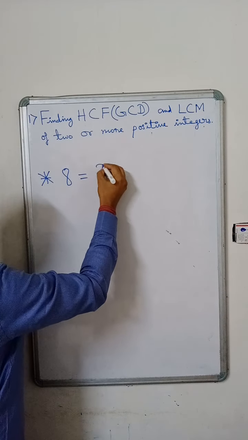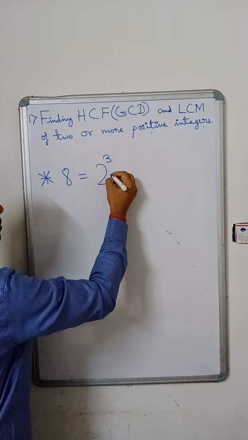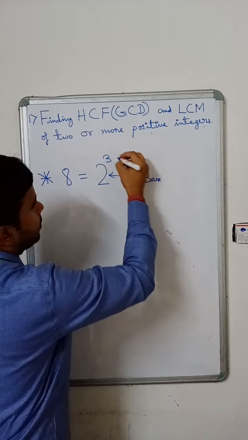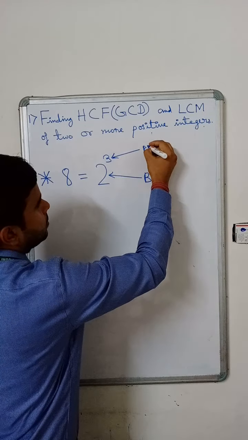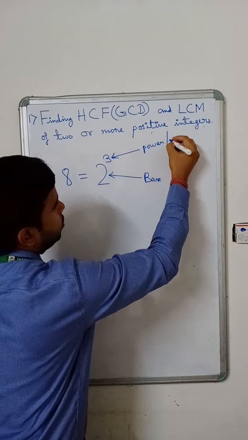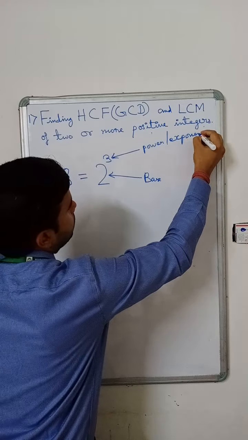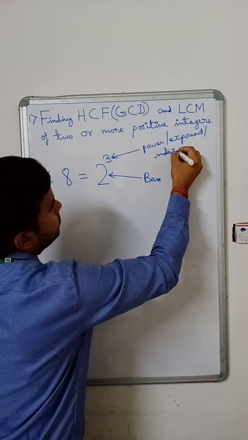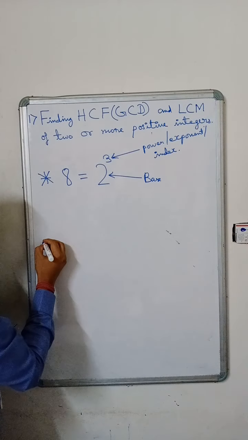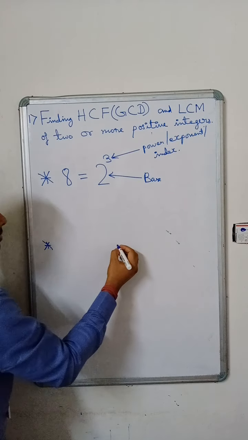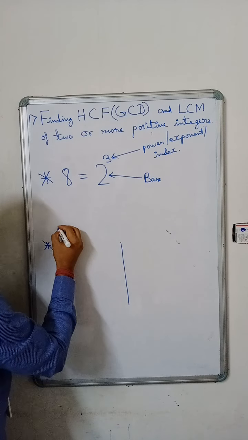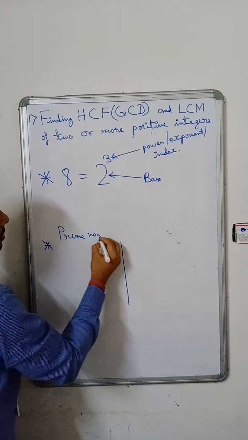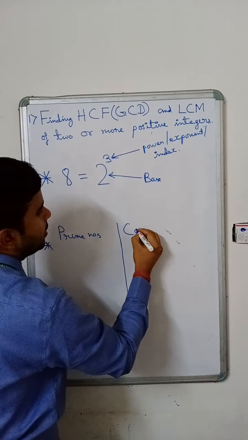expressed in the form 2 to the power 3, where 2 is the base, 3 is the power, also called exponent, also called index. Second thing which you must know is what are prime numbers, and what are composite numbers.